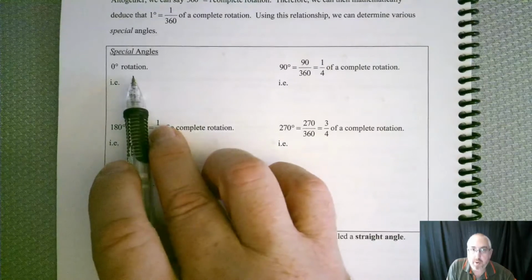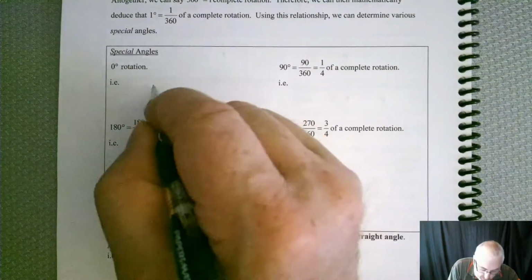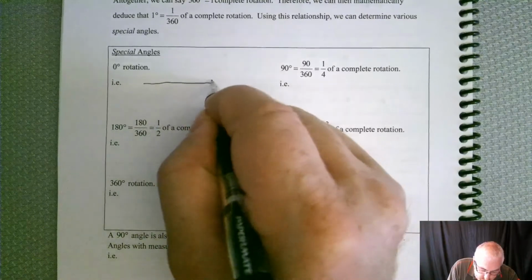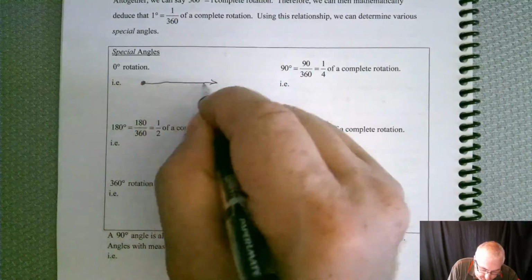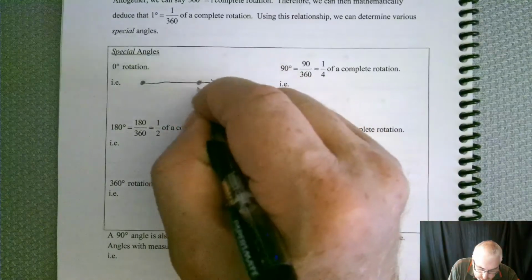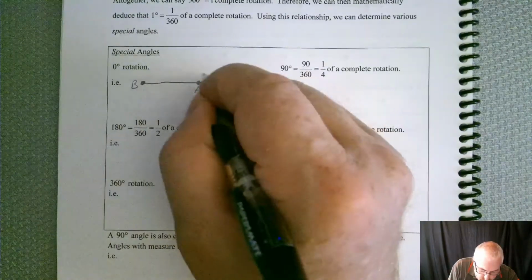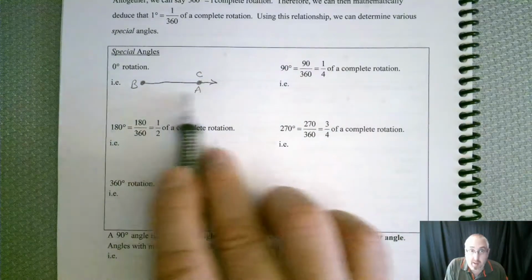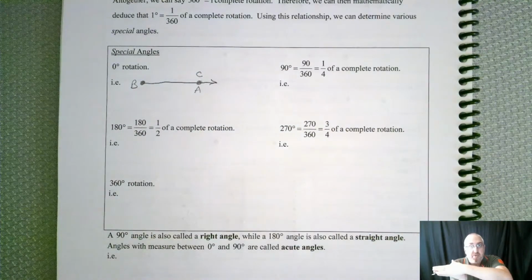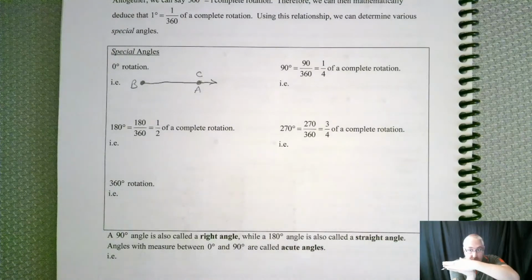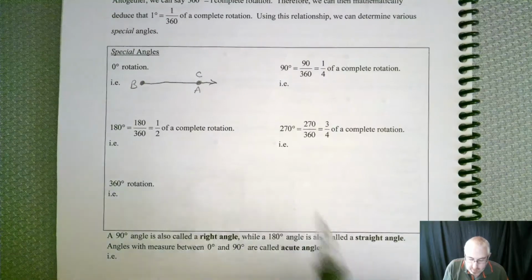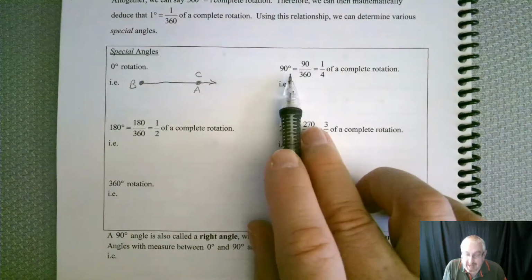Now a 0 degree rotation is pretty boring, but we could draw it. Essentially it would look something like this. Technically, it doesn't look like it, but there are two rays right on top of each other. They're so close together you can't tell them apart. So we have ray BA and ray BC, right on top of each other, and you can't tell them apart. So that's the first one. Boring, right? The next one, if we go straight across, is 90 degrees.